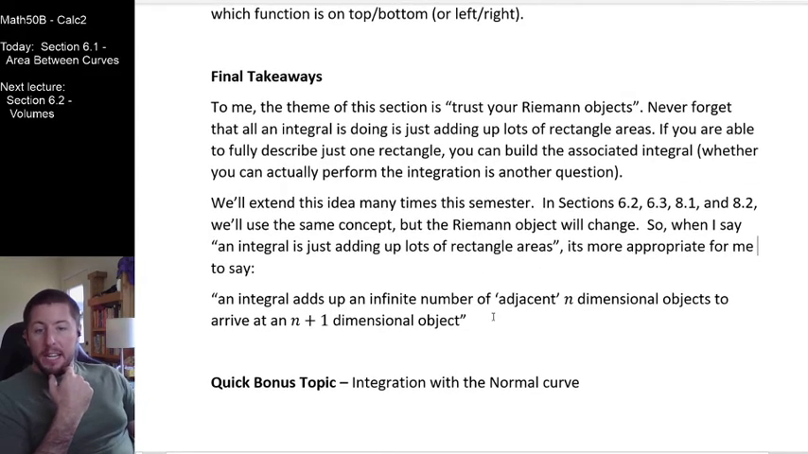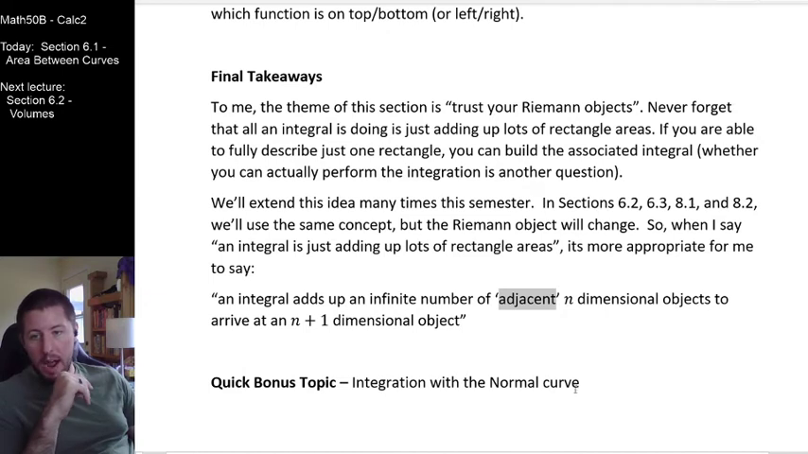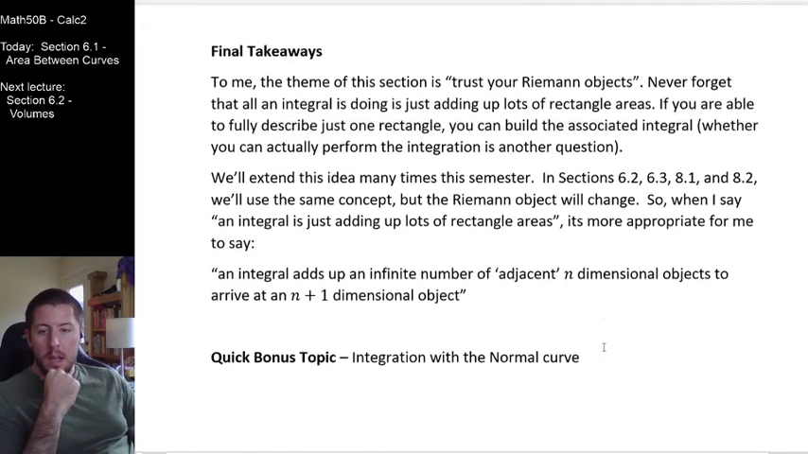So an integral adds up an infinite number of adjacent n-dimensional objects to arrive at an n plus 1 dimensional object. If you want to know what I mean by adjacent right here, just go to grad school. They'll explain it to you in a few semesters.